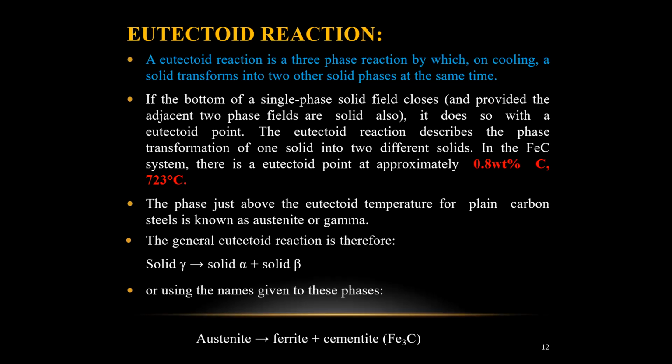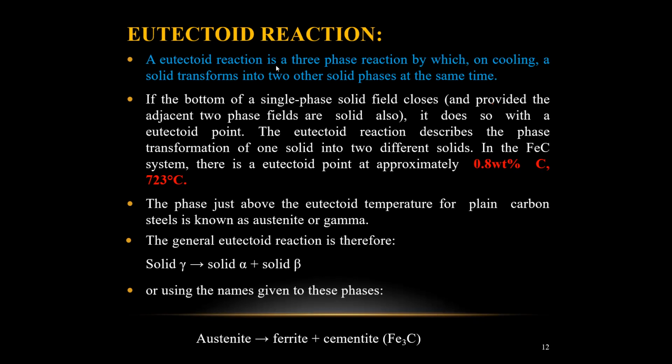This eutectoid reaction is a three-phase reaction by which, on cooling, a solid transforms into two other solid phases at the same time. In the previous reaction, upon cooling, a liquid transforms into two solid phases, let's say alpha and beta. Here in the eutectoid reaction, this is also a three-phase reaction in which, upon cooling, a solid transforms into two other solid phases. That is the eutectoid reaction.